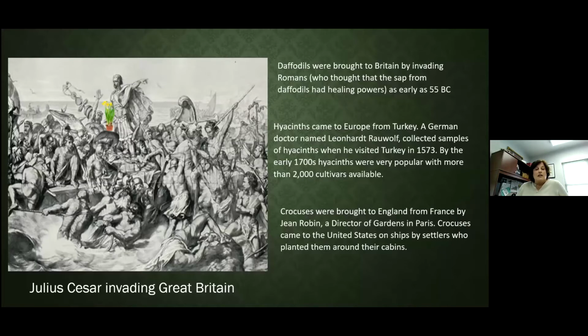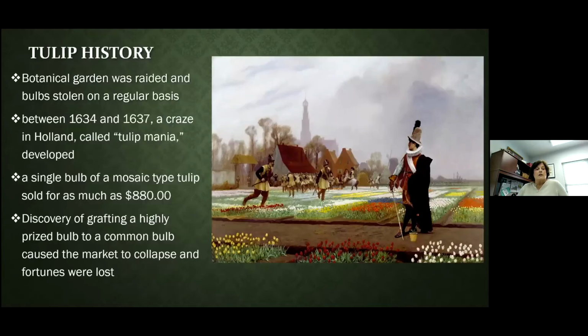Hyacinths came to Europe from Turkey, and you can see they were introduced, I think, in 1573. And by the 1700s, hyacinths were all over the place in Europe. And then even crocuses, as you can see, came from France to England. And then from there, they were brought to the United States by settlers. So bulbs, you can see, have just been around the world and started in the Mediterranean.